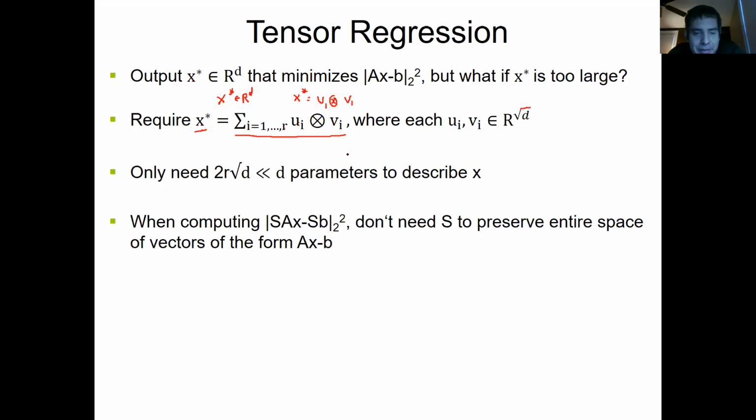And so a natural question that you might have is, if I don't have to preserve the entire solution space of regression now, and I only have to preserve those solutions on this manifold, can I get by with a smaller sketching dimension?